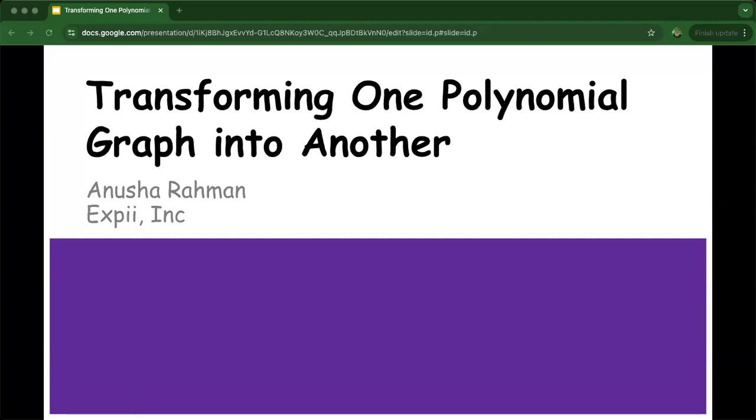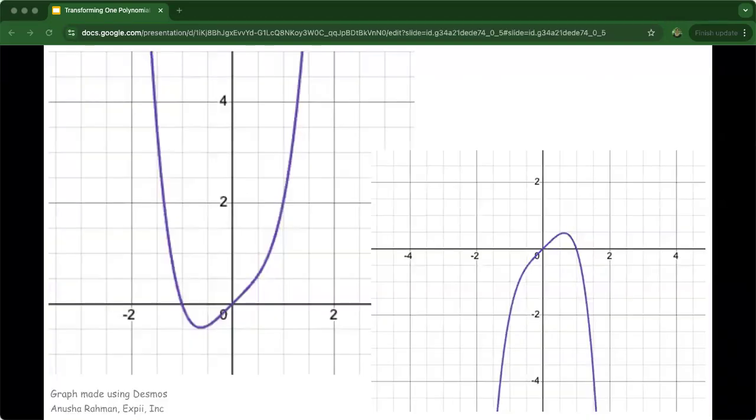Let's get started. So we've learned briefly about polynomials and their transformations: shifts, stretches, and reflections. These transformations modify the graph. The goal in this lesson is to learn how to find and express transformations that turn one polynomial graph into another.